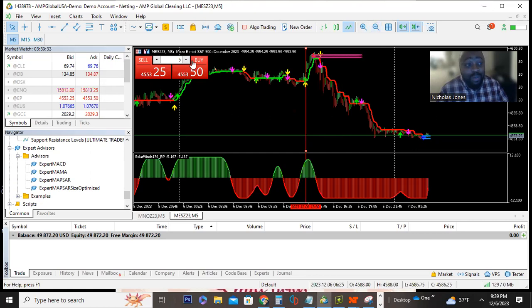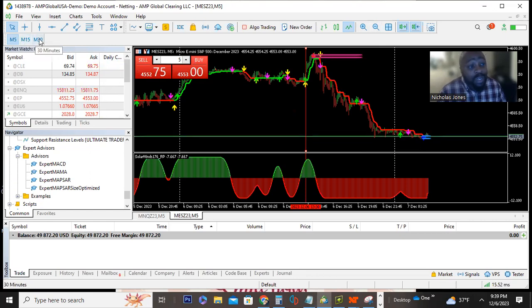Right now we're on ES, which is SPY. We're looking at the micro E-minis. What I have up here is 3 time frames. We isolate these 3 time frames: the 5, the 15, and the 30. We got our support and resistance indicator. We have our Solar Wind.